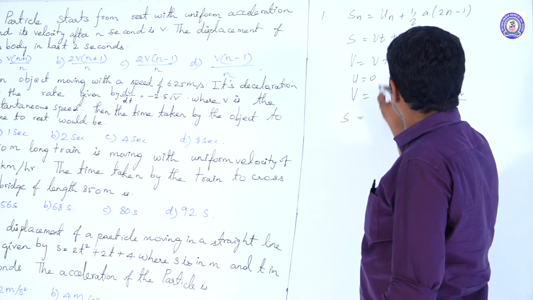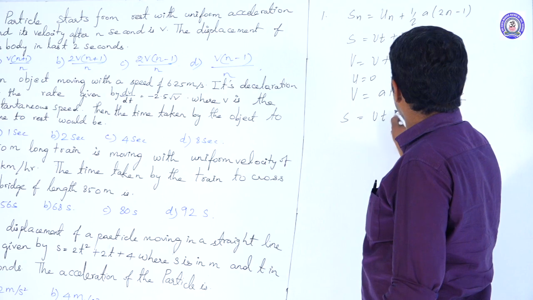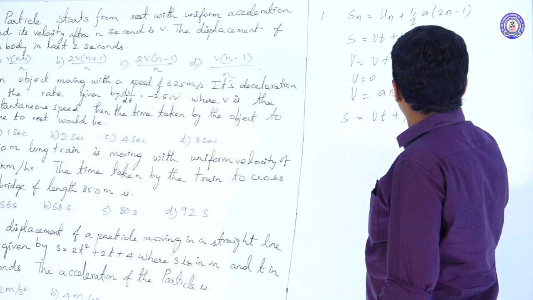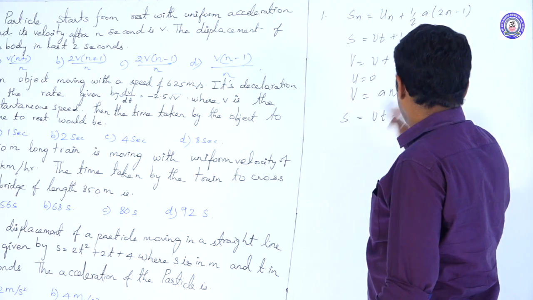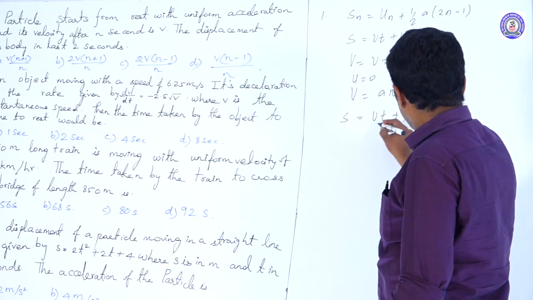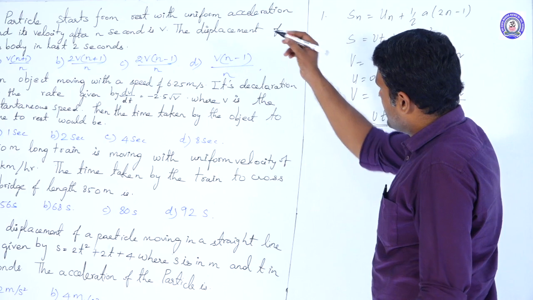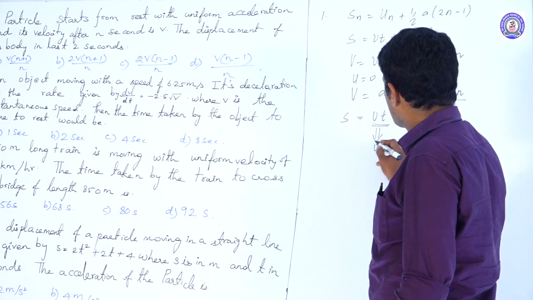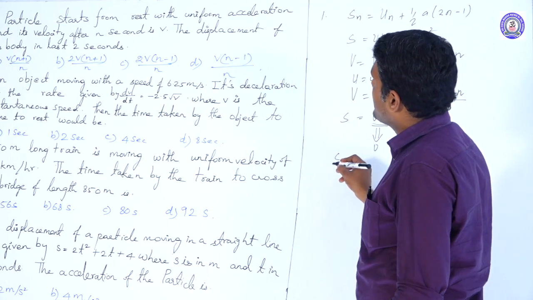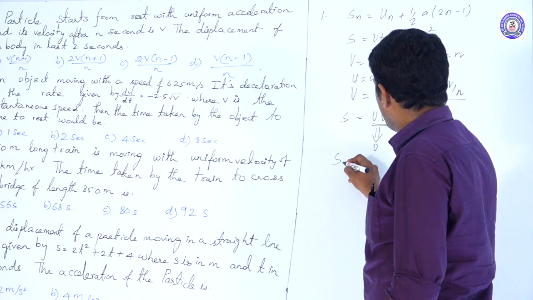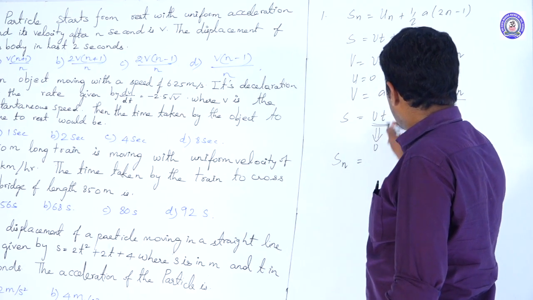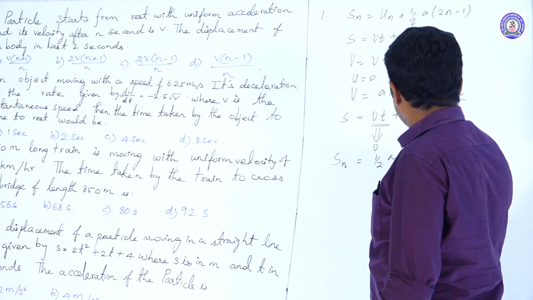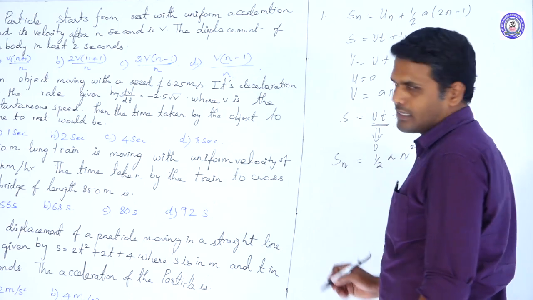We can go on with s equals ut plus half a t square. In this expression, as we saw, the object is starting from rest, so u is 0, this term goes as 0. So I can write the displacement in the nth second as half a, t is mentioned as n, so I can take it as n square.